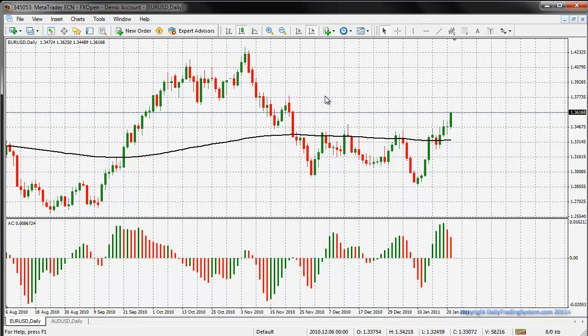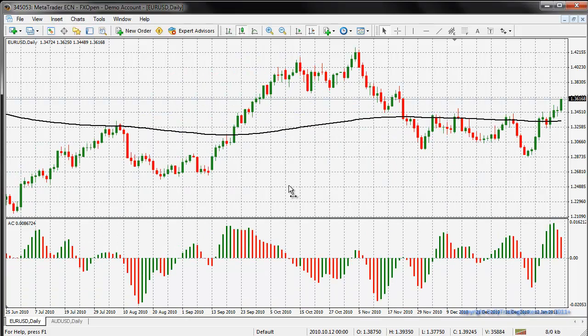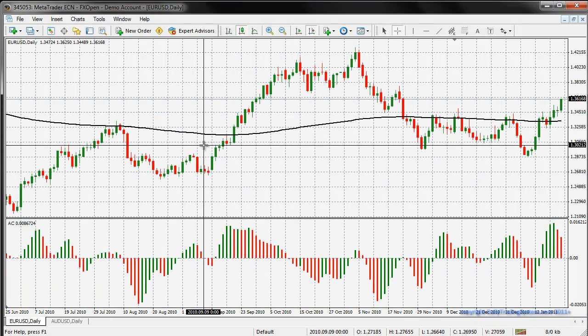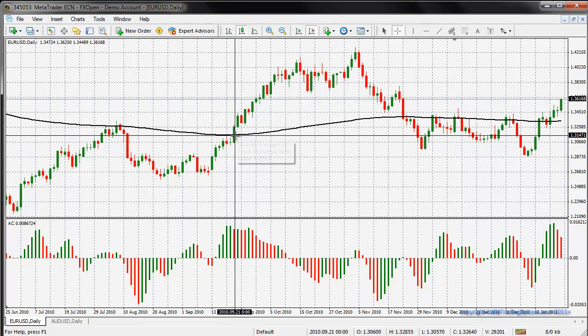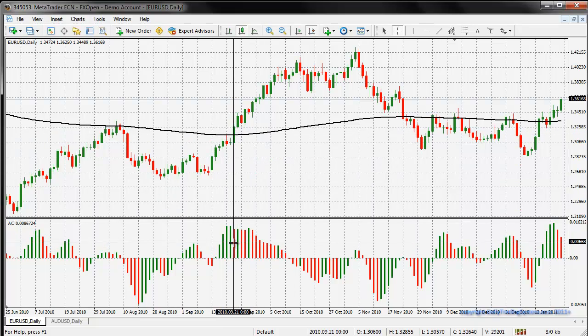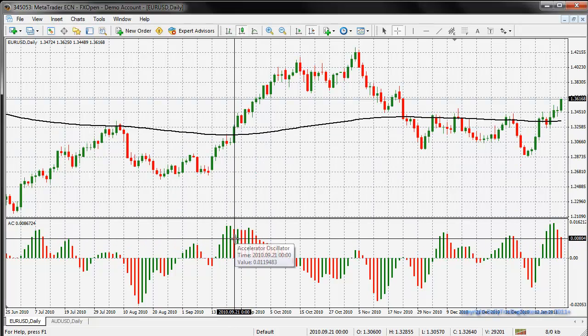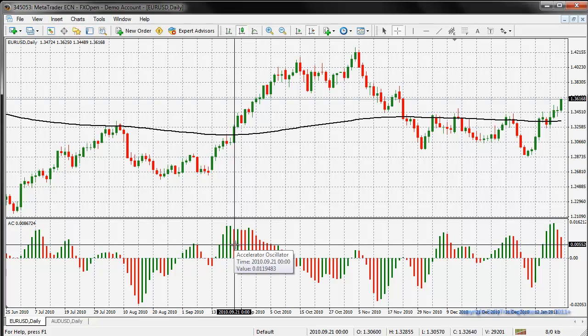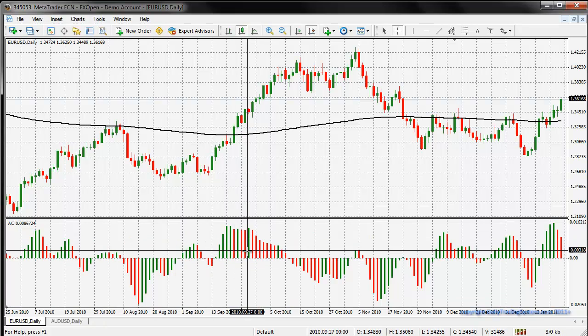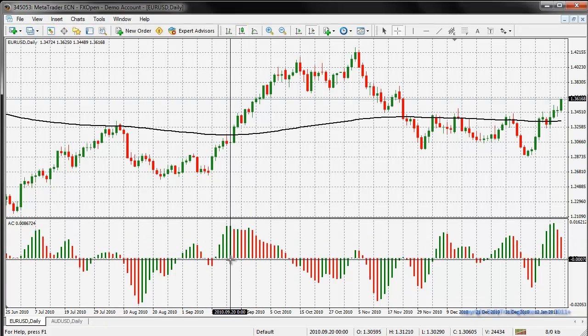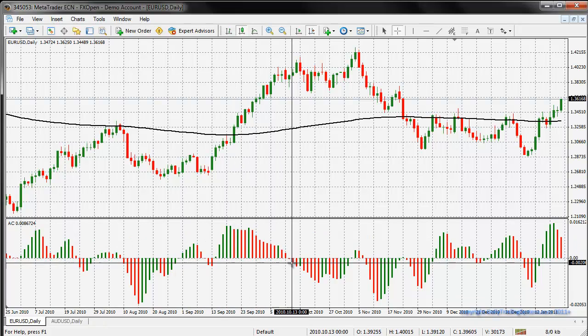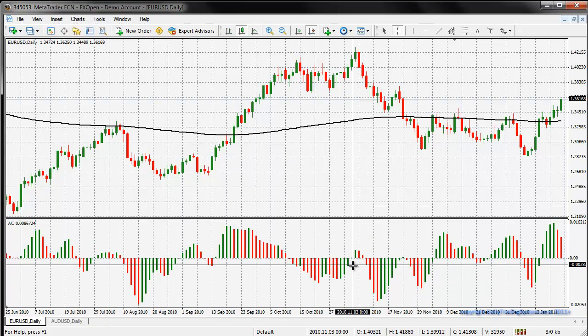Okay, so with the 200 moving average, what I want to do is look for patterns in the market that emerge out of the blue. The first thing I'm going to look at is the point where this penetrates. Then I'm going to come down here and look at the accelerator oscillator and see what bar it lands on, whether the histogram is above the vertical scale, or whether the histogram is below the vertical scale.